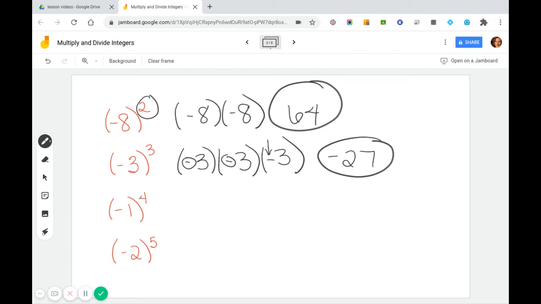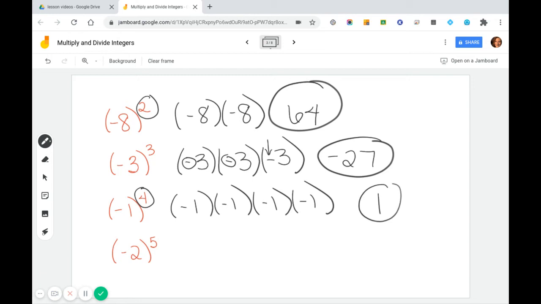Negative 1 to the fourth means negative 1 times negative 1 times negative 1 times negative 1. I already know that I'm going to have an even number of them because my exponent was even. So 1 times 1 times 1 times 1 is 1. I've got an even number of negatives. Everybody has someone to partner up with, so it's a positive answer.